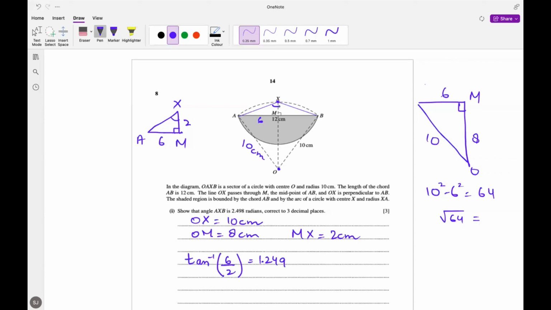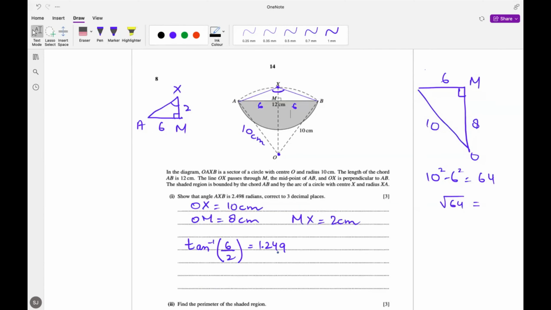As these two angles are exactly the same, as this is also 6 and this is 2, we'll just multiply 1.249 by 2. So the angle AXB is equal to 1.249 times 2, which is equal to 2.498 radians.